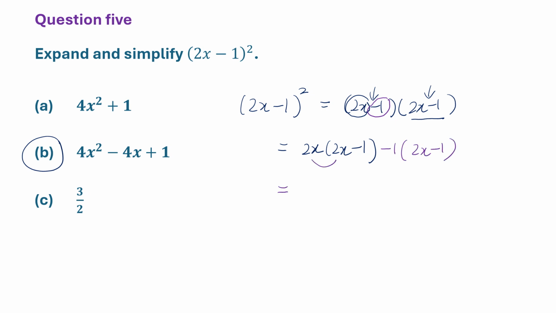So 2x times 2x will give you 4x squared. 2x times negative 1 will give you negative 2x. Negative 1 times 2x will be negative 2x. Negative times negative will give you positive 1. Simplify further, that will give you 4x squared minus 4x plus 1. Therefore, the correct answer is B.